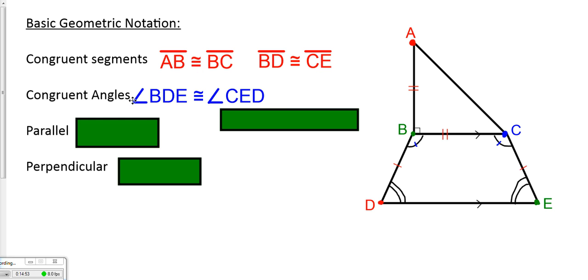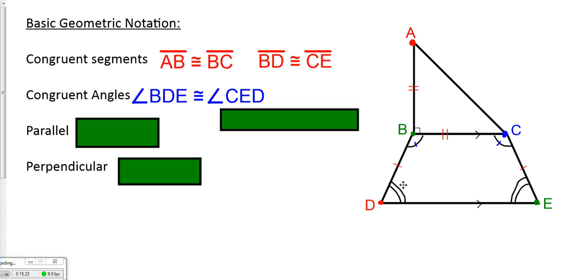Angle, we have to use that angle symbol, BDE. So from B to D, to E. This angle is congruent to, we use the same congruent symbol, angle CED. So CED. Notice when you look at those, this one has two swoops right here, and this one has two swoops. Again, those double swoops just mean this one is the same as this one.